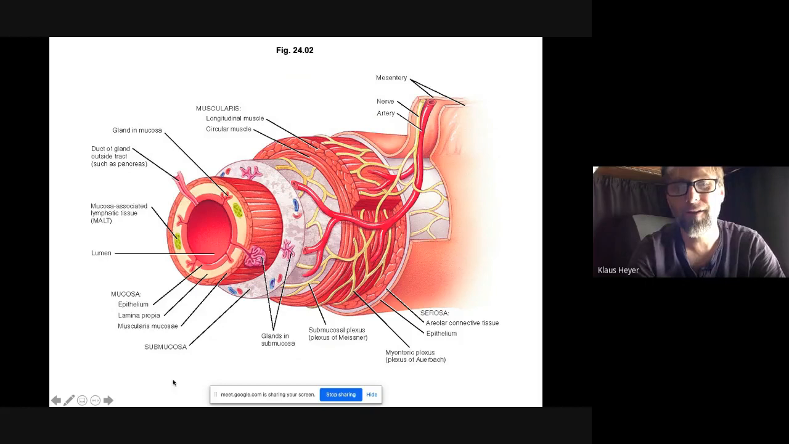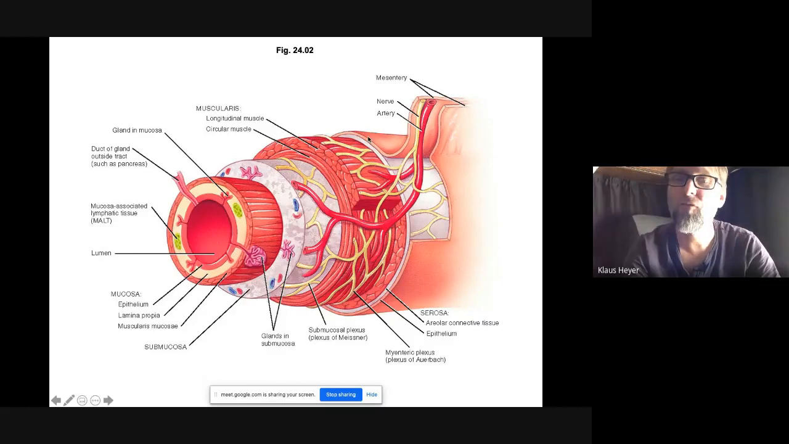Mucosa, oh, right here. Mucosa is the first layer. Submucosa is the second layer. So it's like this gray thing. Third layer is called muscularis, which is muscle. And fourth layer is called serosa.